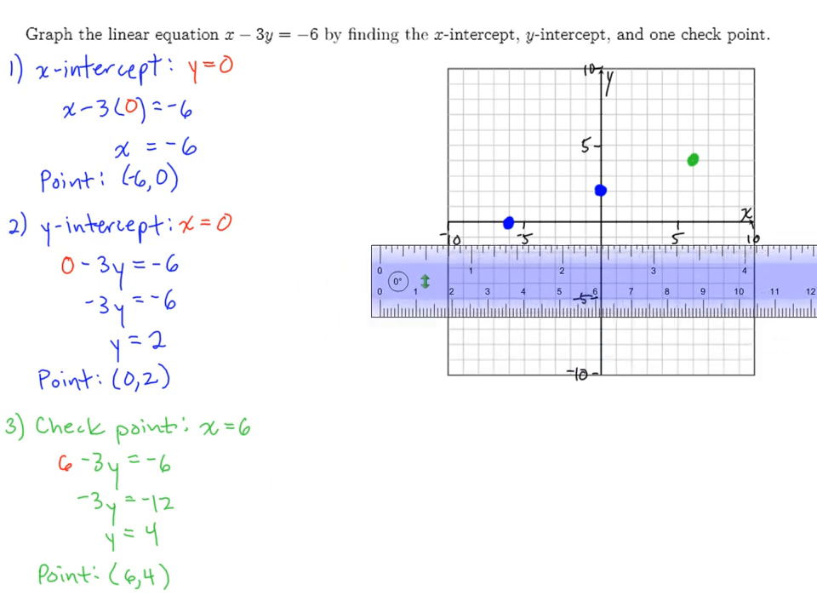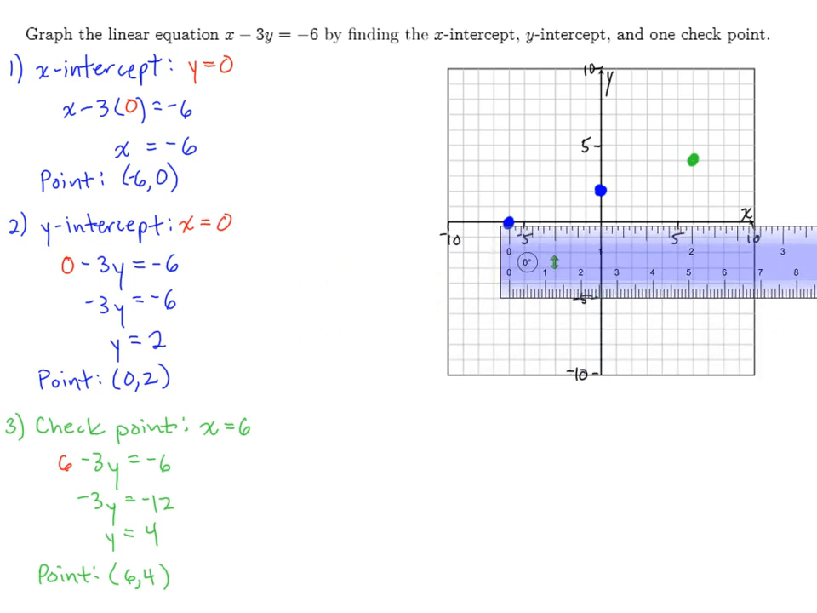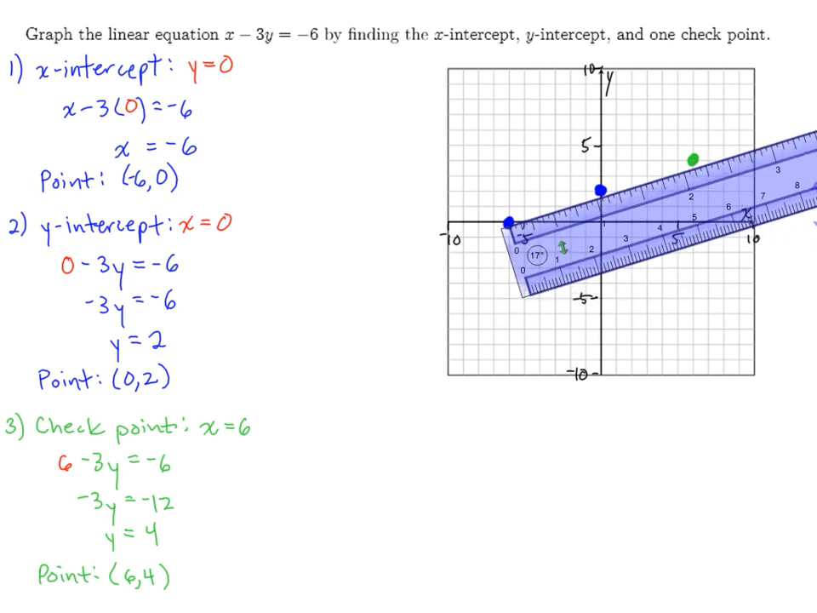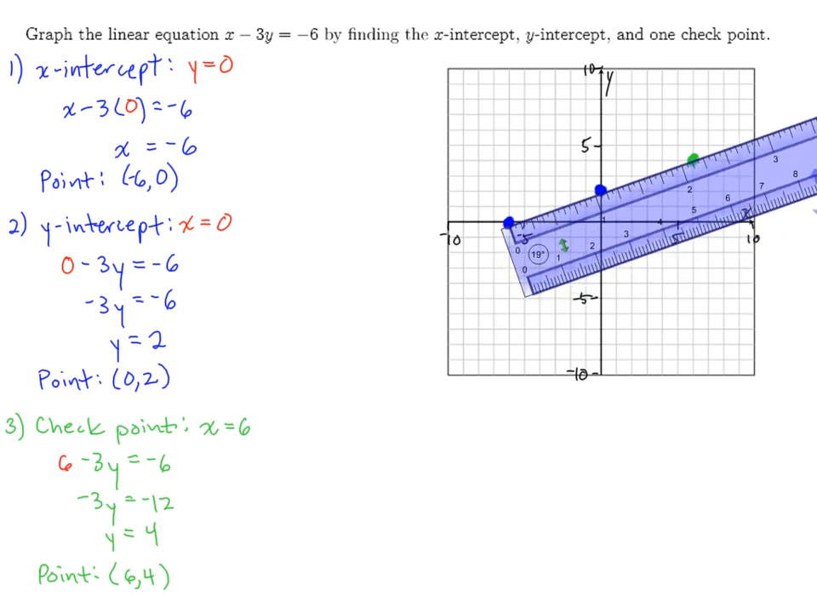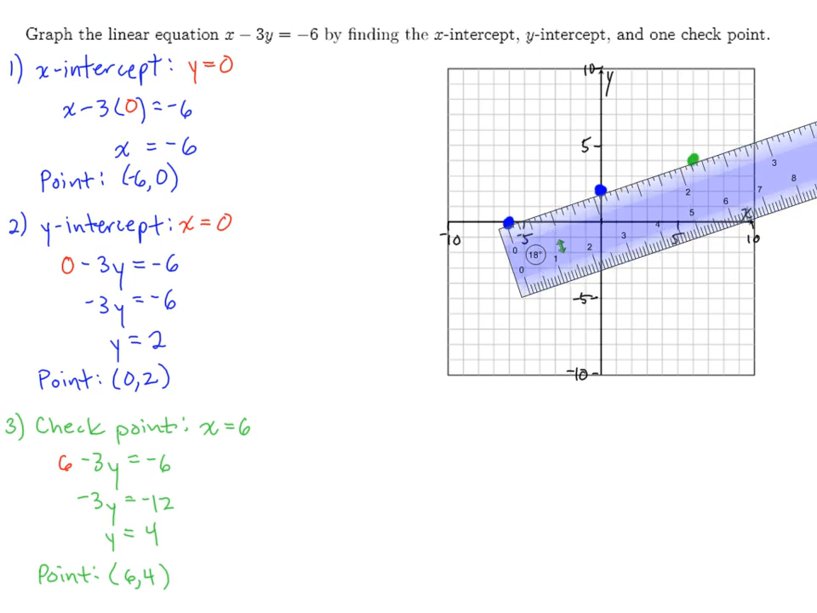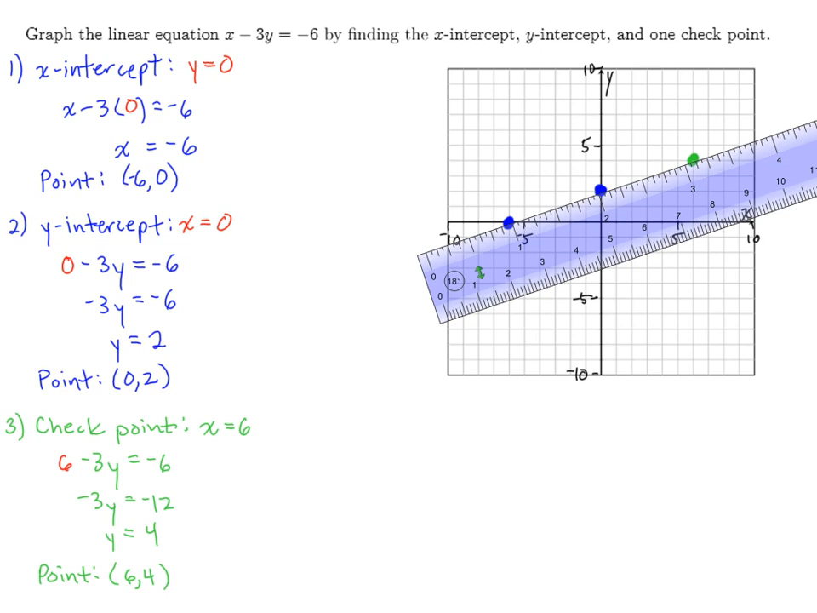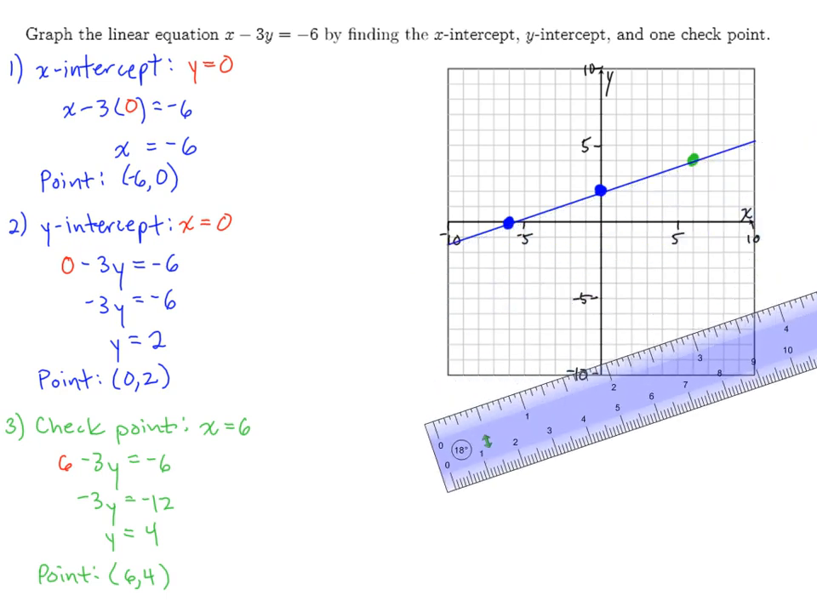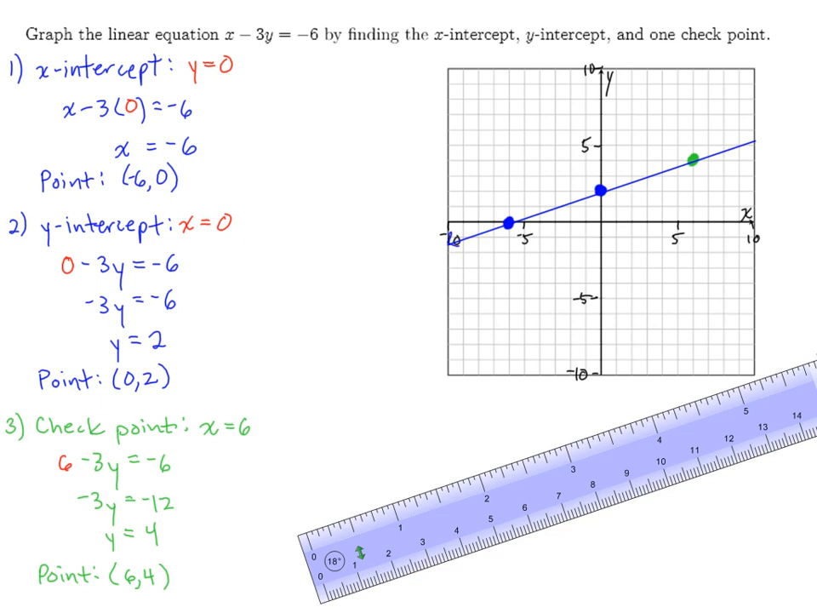So I'll bring my ruler up and I'll make sure that it goes through these 3 points. And now that I have it lined up through all 3, I'll draw that line. And then I'll put arrows on each side to show that this line continues indefinitely. And I'll label it with its equation. So that was x minus 3y equals negative 6.